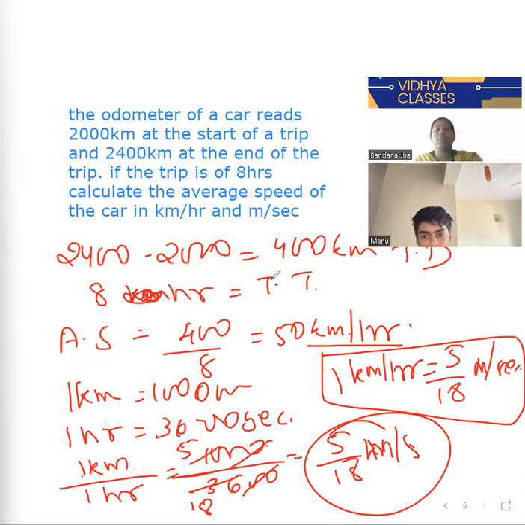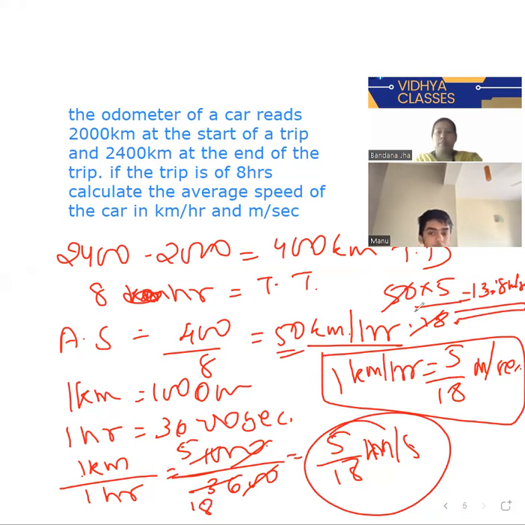Now suppose the value is 50. So 50 multiplied by 5 upon 18. That's it. Understood? Then it will be approximately equal to, after doing the calculation, 13.8 something meter per second. So it's 13.8 meters per second.